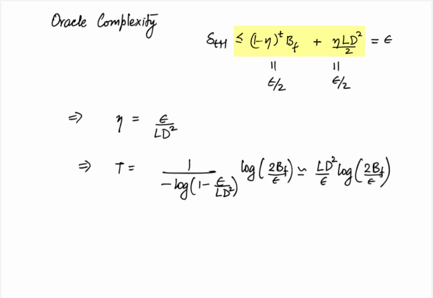So as compared to the diminishing step size, where the performance was order 1 over epsilon, here it is slightly worse at order log 1 over epsilon divided by epsilon. But the good thing is that the log term depends on BF. So if BF is small, then we might be better off. So that is all for this video. We have been able to derive the oracle complexity for the Frank-Wolfe algorithm, and have shown that it is order 1 over epsilon for the smooth and convex case, matching the oracle complexity for projected gradient descent. In the next video, we will consider the general smooth functions.